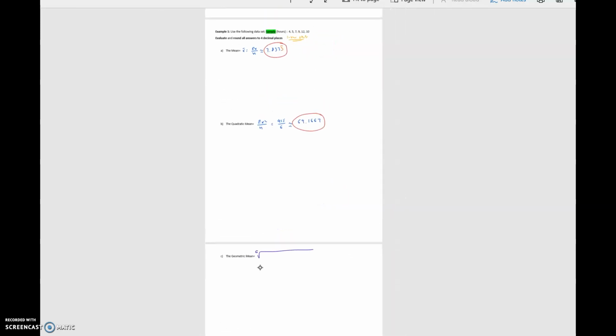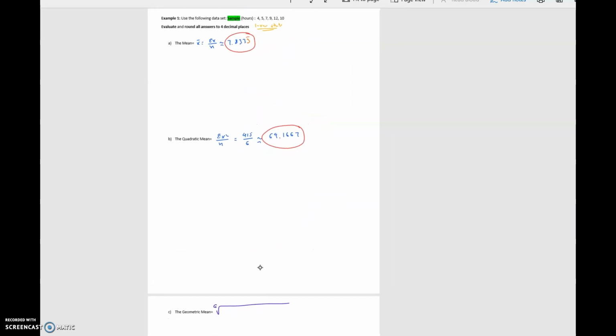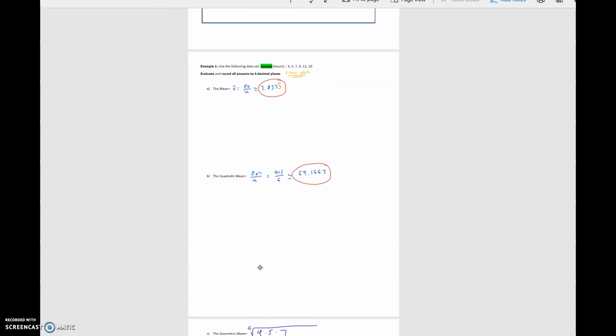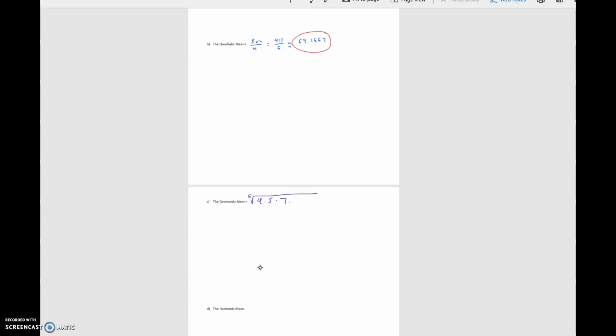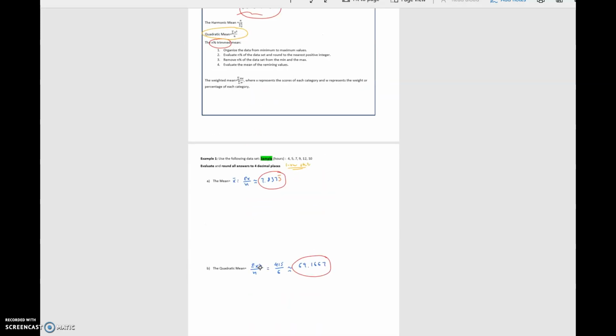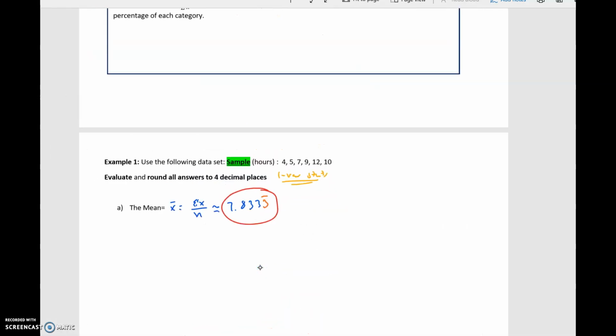So you're looking at technically 4 times 5 times 7. So this will be 4 times 5 times 7 times 9 times 12 times 9 times 12 times 10.